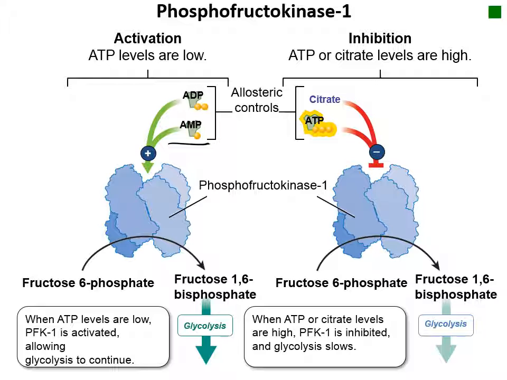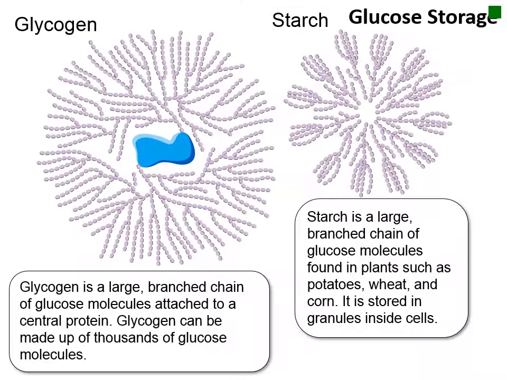However, when levels of ATP are high, ATP itself will bind to phosphofructokinase, inhibiting the enzyme, causing glycolysis to slow down and produce less ATP. Another inhibitor of the enzyme is citrate, an intermediate of the citric acid cycle.